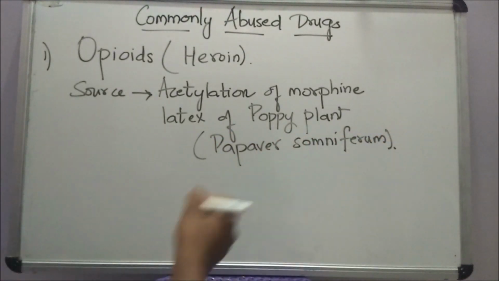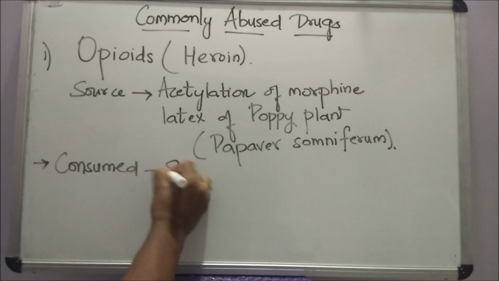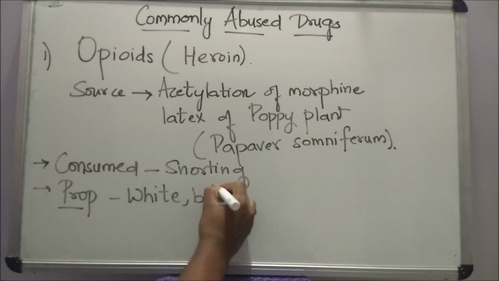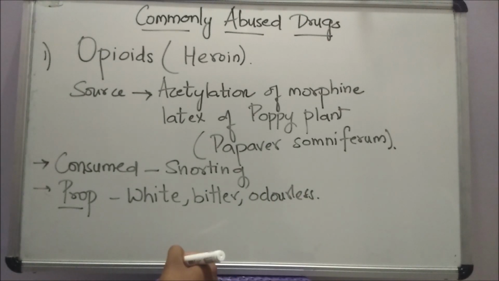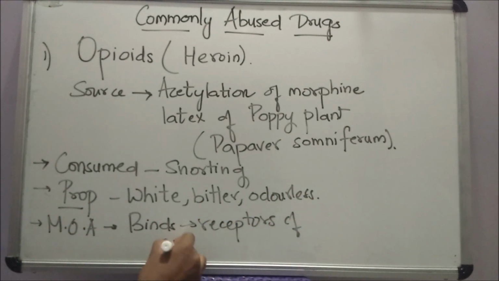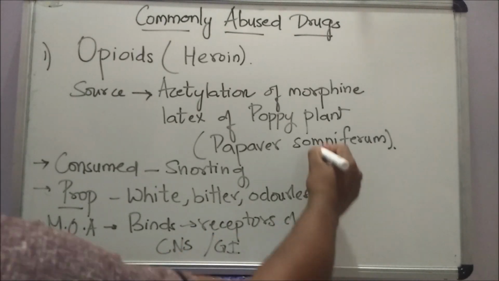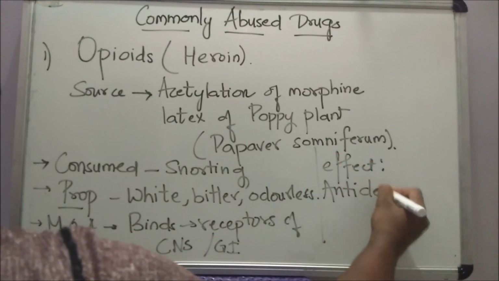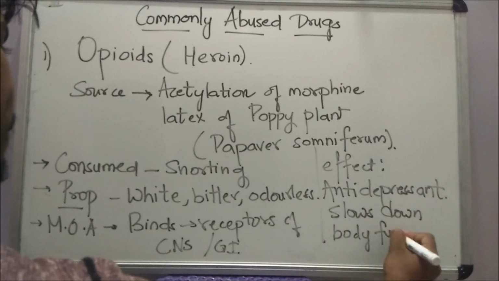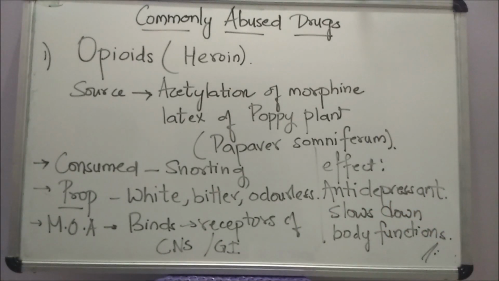How is it consumed? It is consumed by snorting or injection. The properties could be white, bitter, and odorless. The mode of action is it binds to the opioid receptors present in the CNS, that is central nervous system, and the gastrointestinal tract. What could be its effect? It is a depressant, slows down body functions.